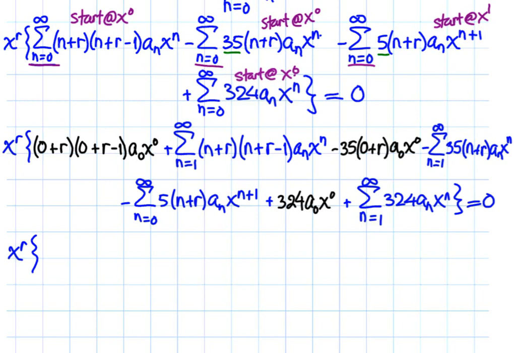So x to the 0, we simplify a lot, so we just have r minus 1 times r a naught, minus 35 r a naught. X to the 0 power is 1, plus 324 a naught. So that part is the initial equation. Everything else, we can write as x to the power of k.